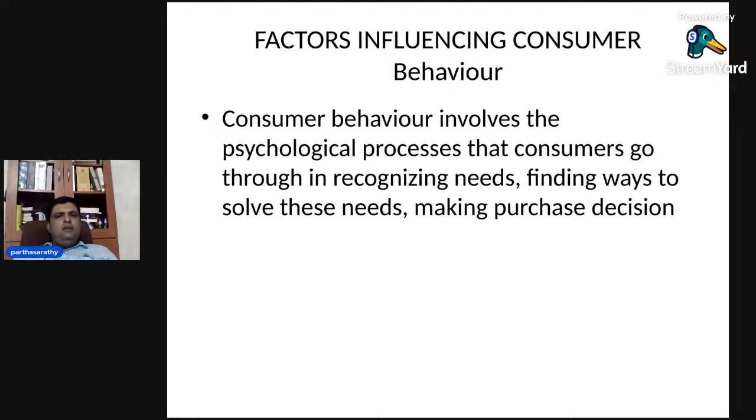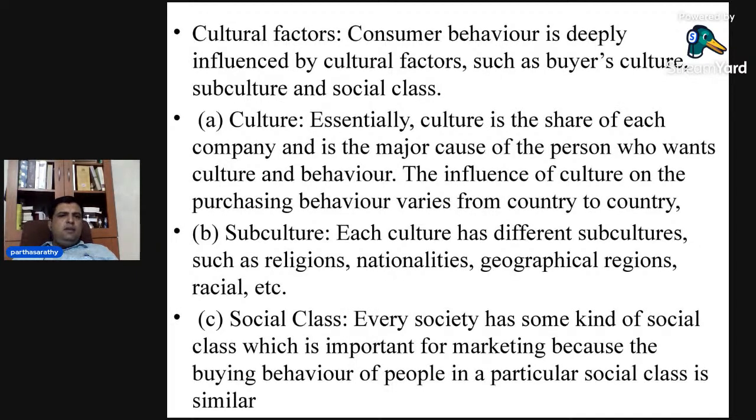Consumer behavior involves the psychological process that consumers go through: recognizing needs, finding ways to solve those needs, and making purchases. The need is there on one end, and the supply is there on the other end, and the entire market situation is based on the concept of demand and supply. And refining that, understanding customer behavior is also very important.